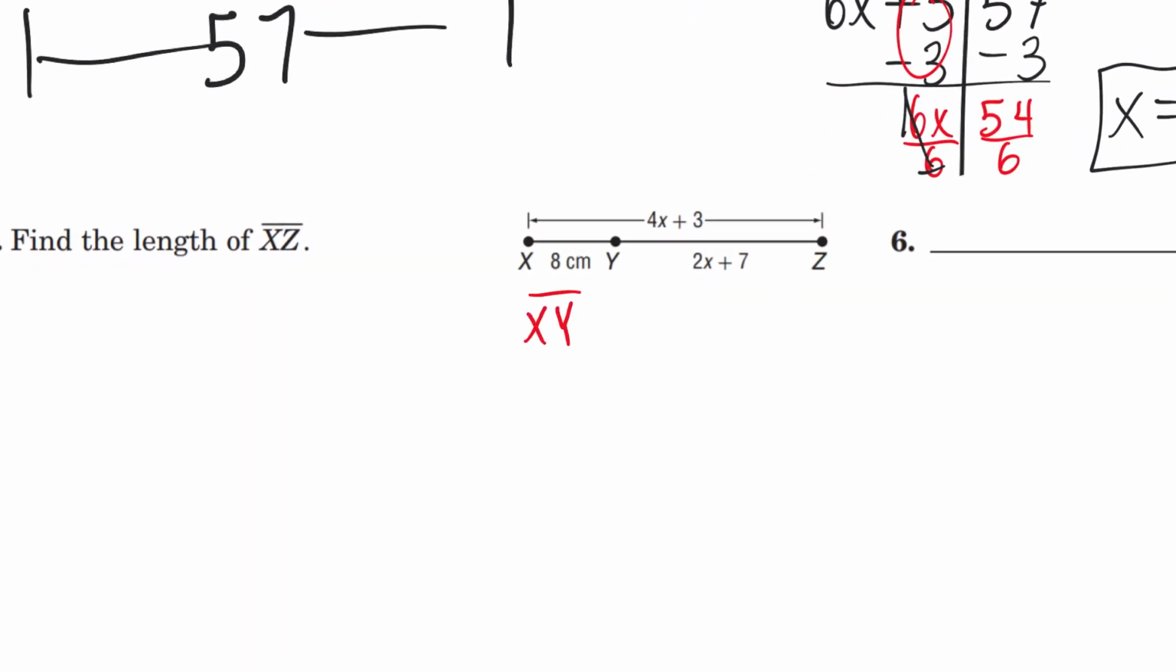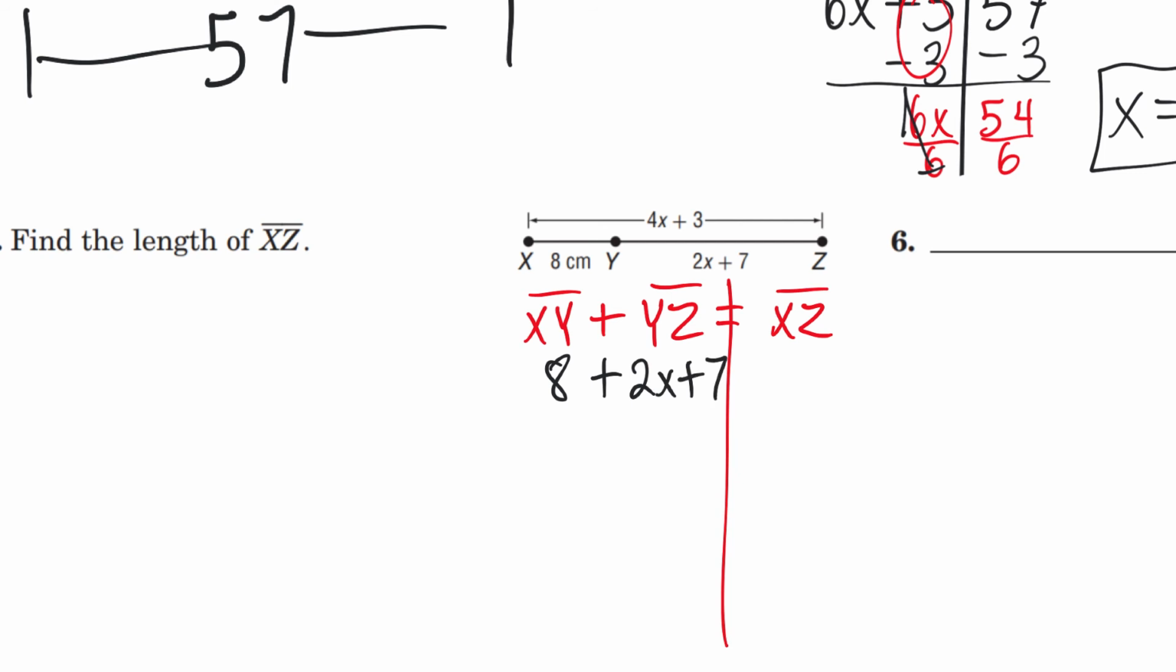So XY plus, what do you think? YZ equals XZ. Yep. XY plus YZ equals the whole thing of XZ. So how long is XY? 8, plus how long is YZ? There you go, 2x plus 7. Good. And then how long is XZ? 4x plus 3.